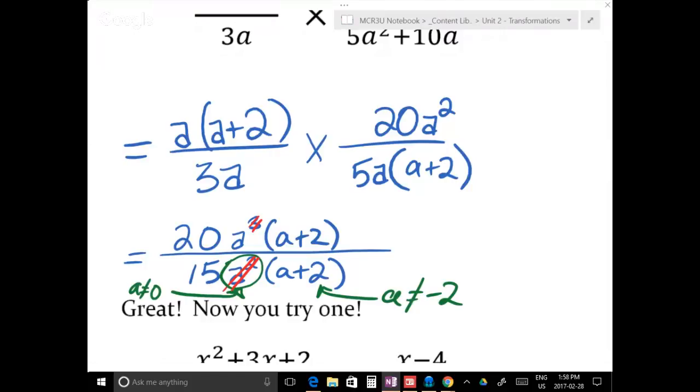What do we got? Things that are the same on the top as they are on the bottom. I see a big one. Is anyone else?